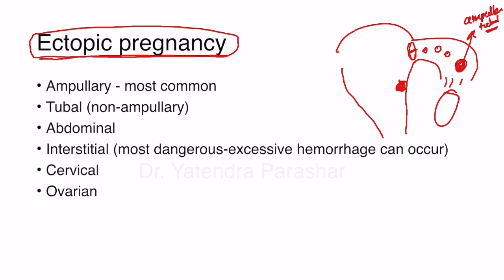Other sites of ectopic pregnancy include the cervix and ovary. Reverse peristaltic movements of the uterine tube can cause the expulsion of the fertilized ovum out of the uterine tube into the abdominal cavity, and here we can see abdominal ectopic pregnancies.